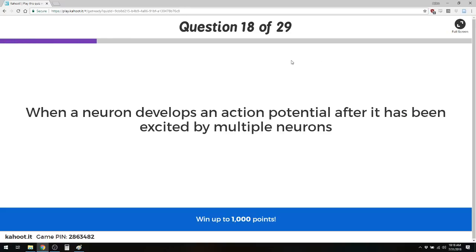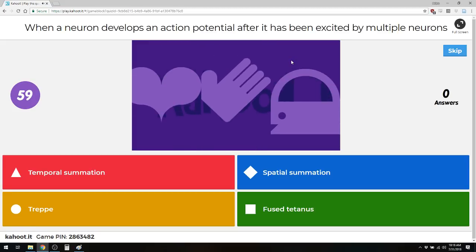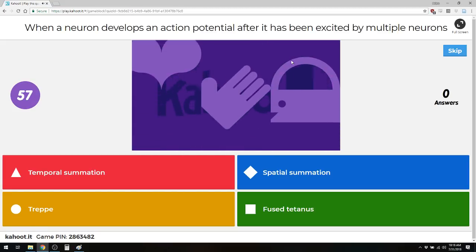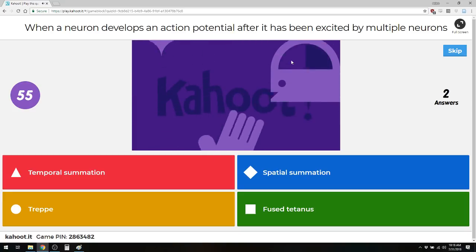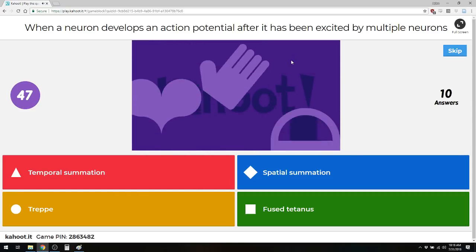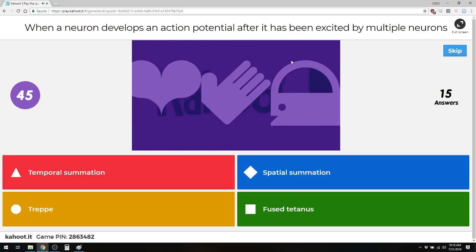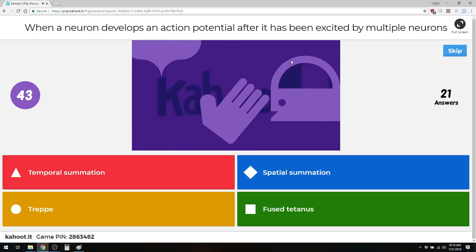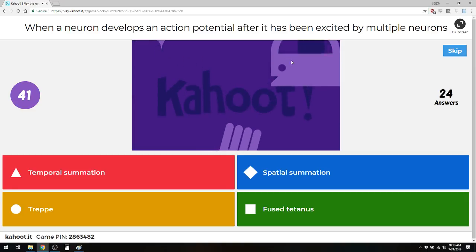When a neuron develops an action potential after it has been excited by multiple neurons, this is known as temporal summation, spatial summation, treppe, or fused tetanus. So we're developing an action potential after it's been excited by multiple neurons. Temporal summation, spatial summation, treppe, or fused tetanus.